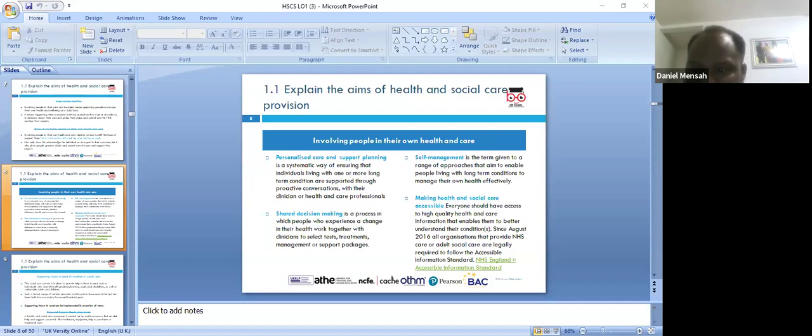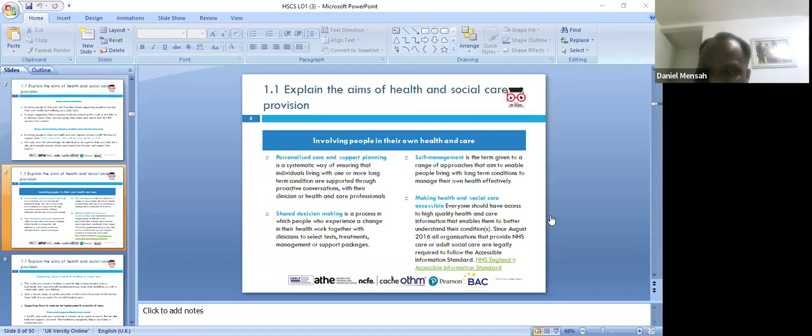Self-management gives you a range of approaches that aim to enable people living with long-term conditions to manage their own health. Exactly like I said, all you are being brought in to do is to help them become independent. So in helping them to be independent, you have to ensure that they are able to manage themselves. Of course, there are many times where people cannot manage themselves, and they need maximum support or care from the carer.